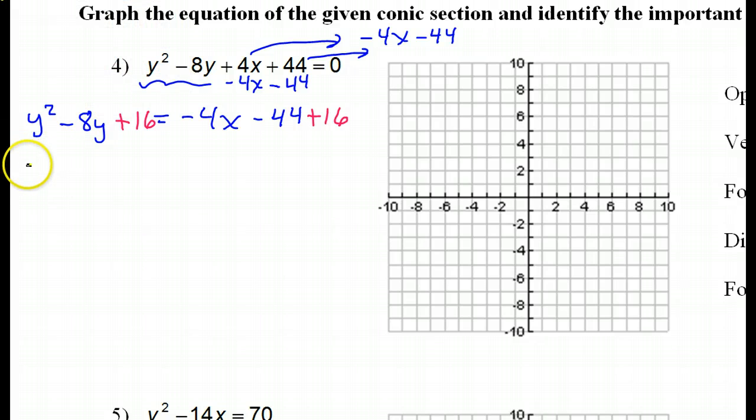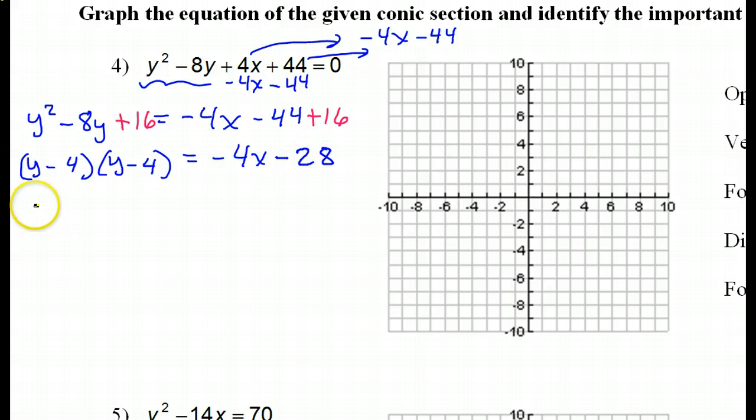Anytime you complete the square, it's going to factor as the same thing twice. So this will be y minus 4 twice. Notice the sign comes from the middle term. This is always positive, so not very relevant. So here I'll have negative 4x. Now, negative 44 plus 16, alright, that's going to be negative 28.